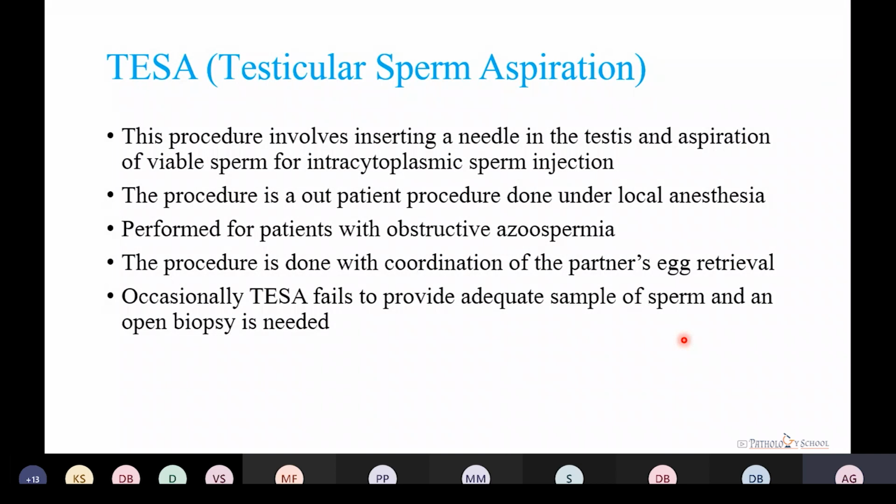In TESA, which is also known as testicular sperm aspiration, the process involves inserting a needle in the testis and aspiration of viable sperm for intracytoplasmic sperm injection. The procedure is an outpatient procedure done under local anesthesia. It is performed for patients with obstructive azoospermia, and the procedure is coordinated with the partner's egg retrieval. Occasionally, TESA fails to provide an adequate sample because the tissue exposed for sampling is less, and the gauge of the needle used is also small. In these cases, an open biopsy is needed.